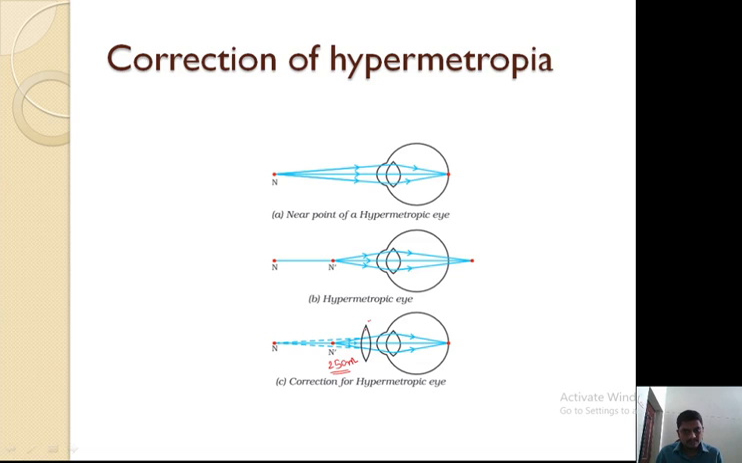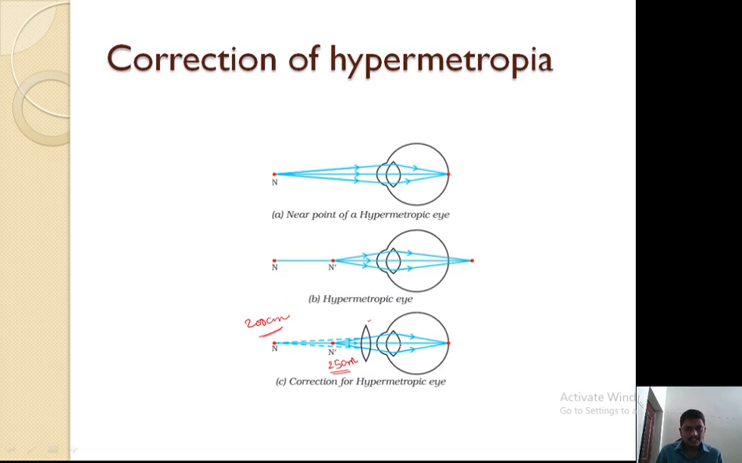This convex lens forms the image of this object. For example, a person who is suffering from hypermetropia has a near point of 200 centimeters. So when you place an object at 25 centimeters, this convex lens forms the image of the object at 200 centimeters on the same side.